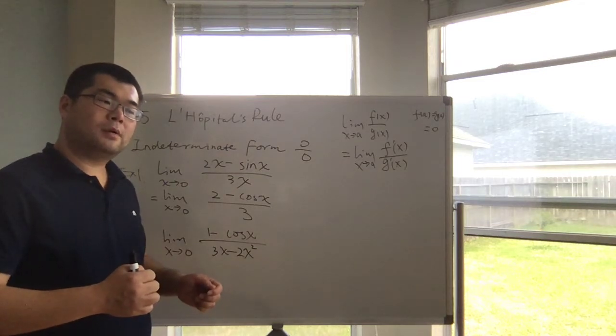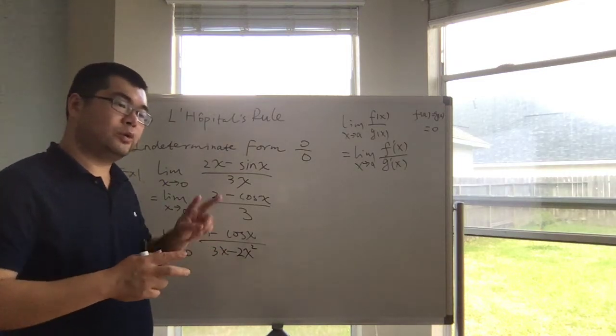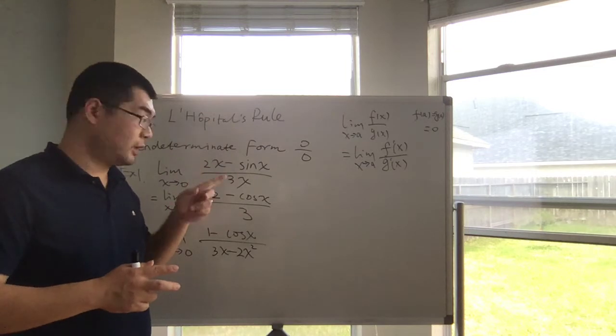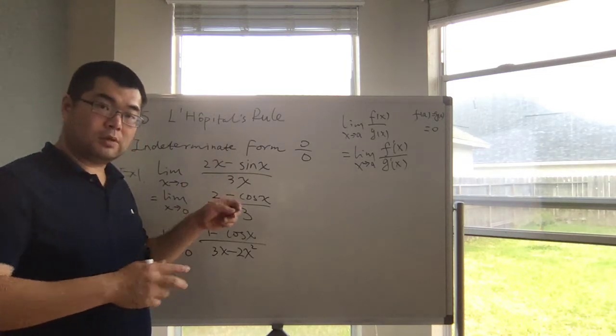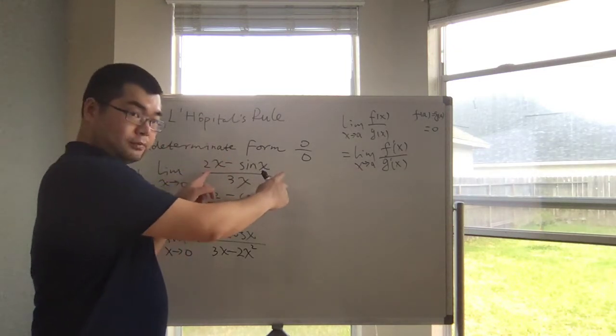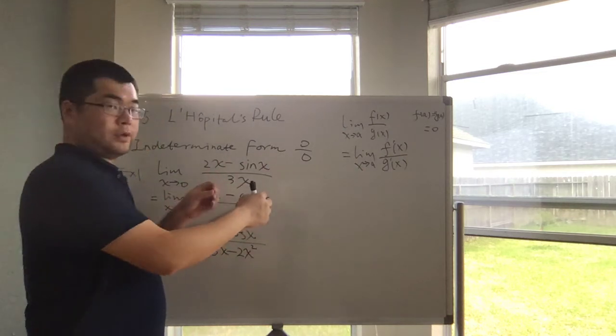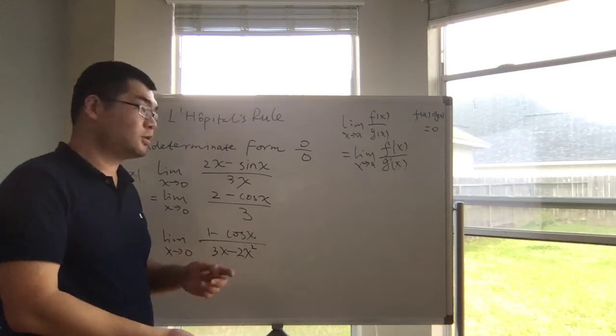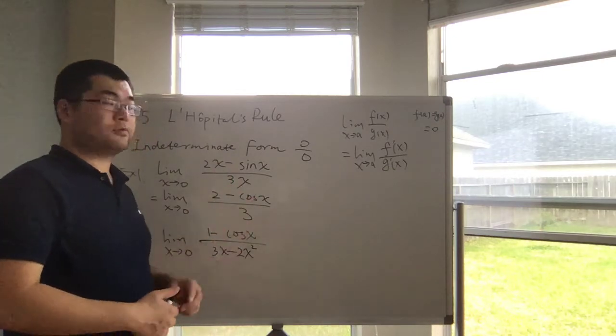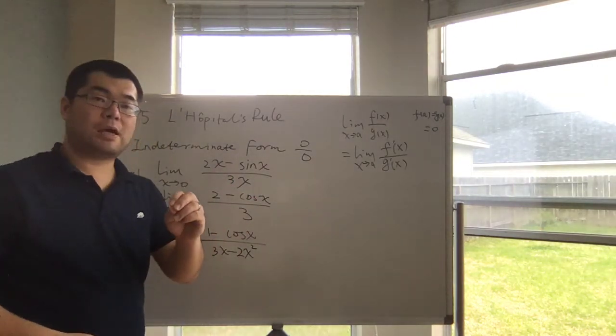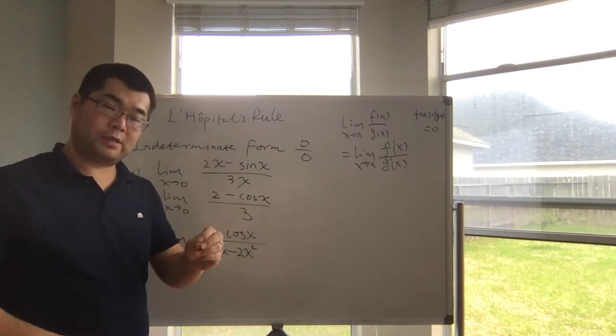We are computing the rate of change of those runnings, taking the derivative of the top, the rate of change, over the rate of change on the bottom. So that's the derivative of the top over the derivative of the bottom. And at each step you have to evaluate the limit.